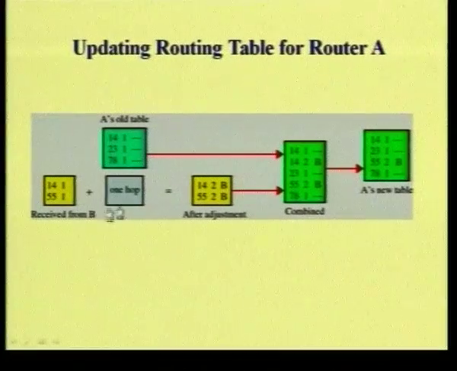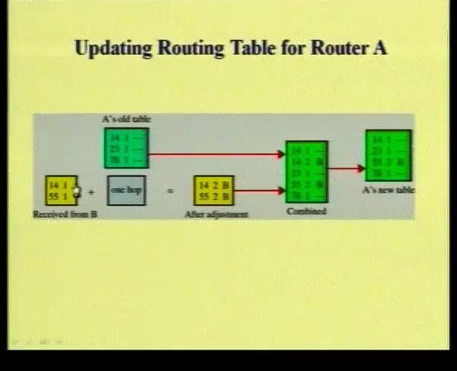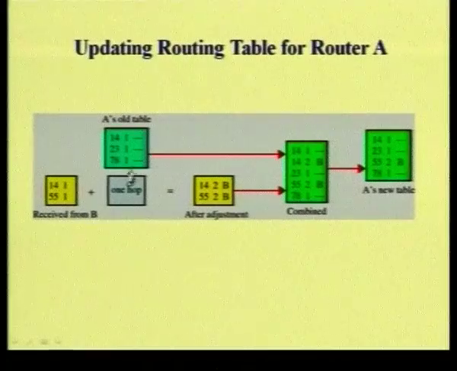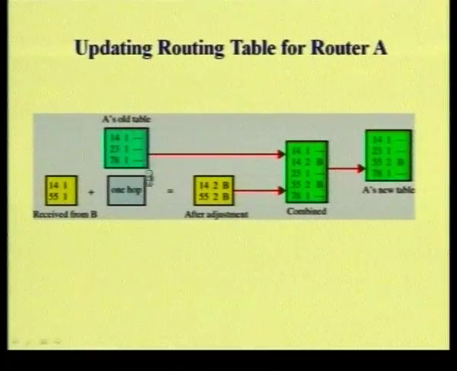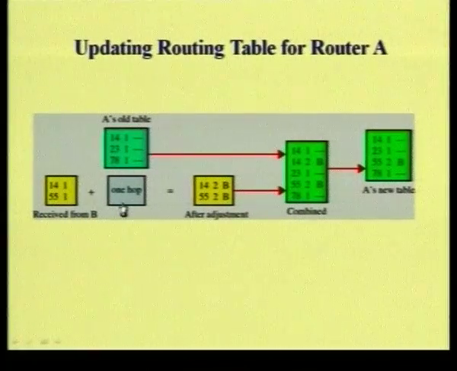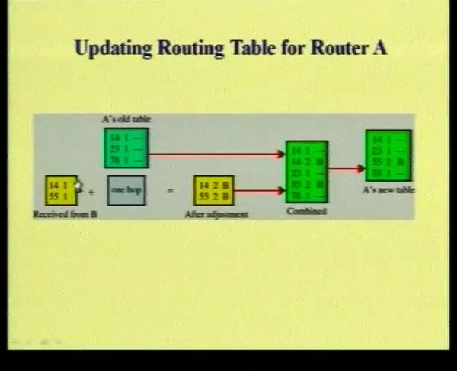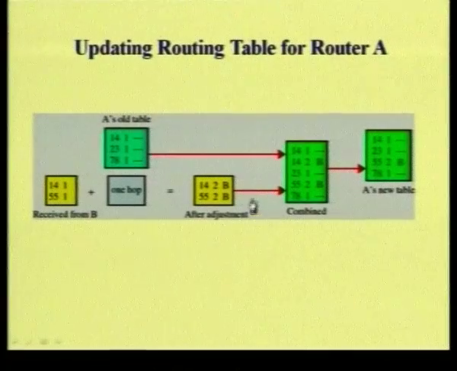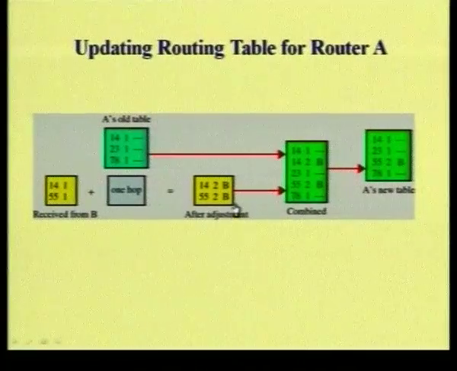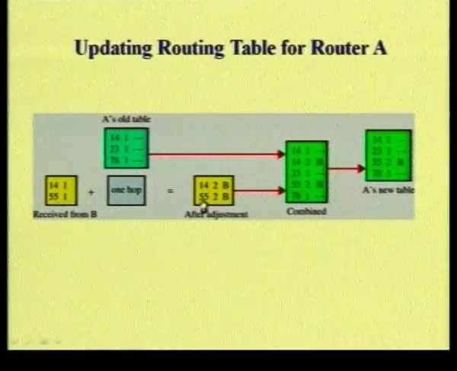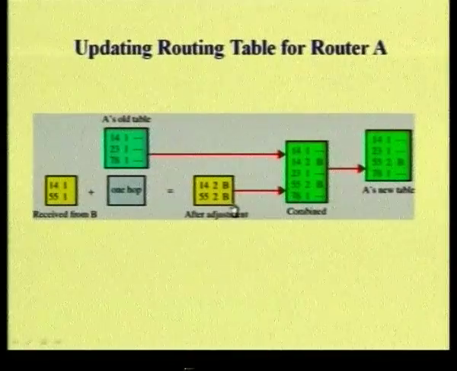Now look at what A will do. A receives from B that it can reach 14 with one hop and 55 with one hop. A already has its original table. So now whatever it receives from B, it knows that B itself can be reached only at one hop. So it adds that one hop distance to this. After this adjustment, the information from B says that 14 can be reached at a distance of 2 hops, and 55 again can be reached at a distance of 2 hops.